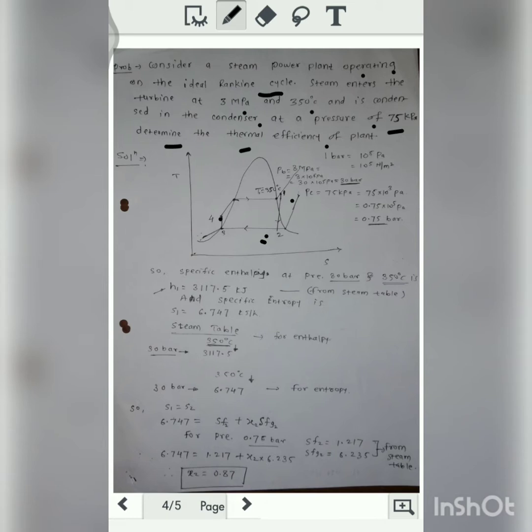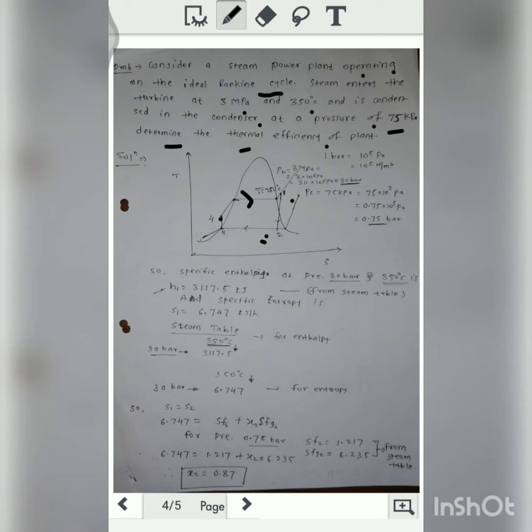Now the last process, 4 to 1. What is going on during the 4 to 1 process? At constant pressure, heat addition takes place in the boiler. So the conversion of water into steam takes place. After that conversion, the steam goes into the superheated region. That's why that point is in the superheated region.